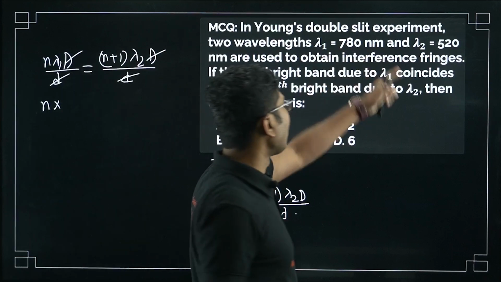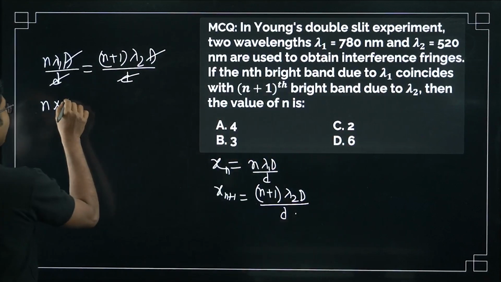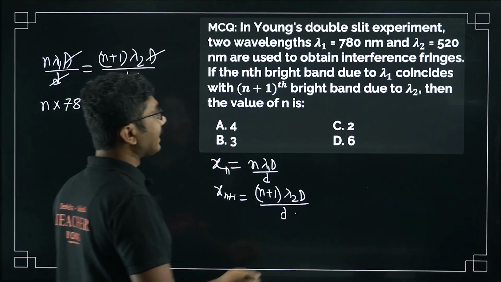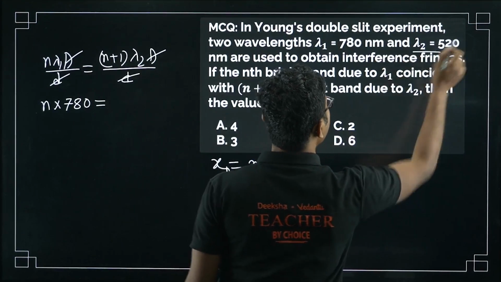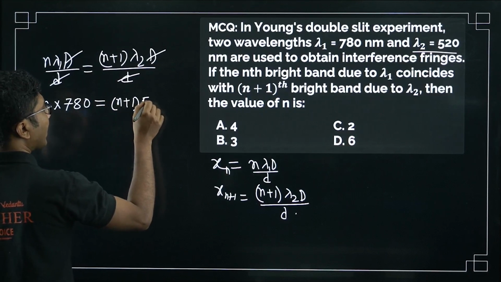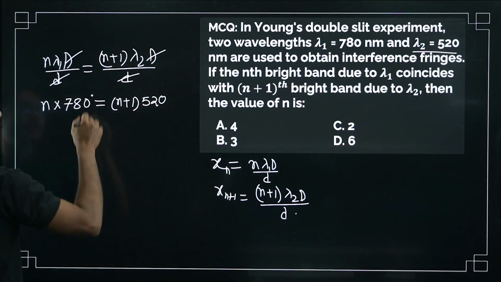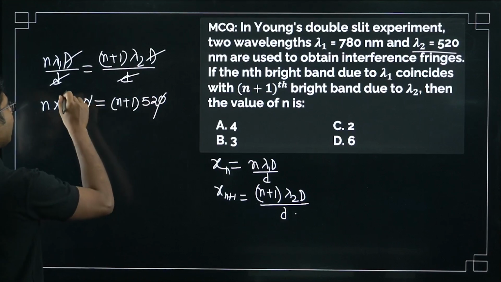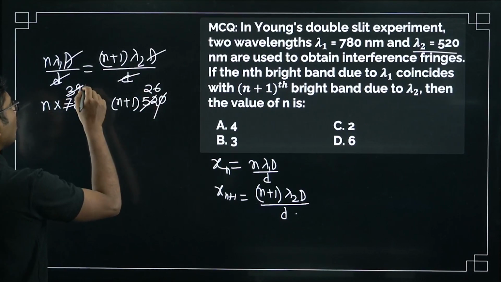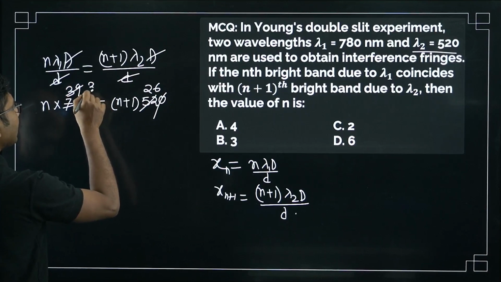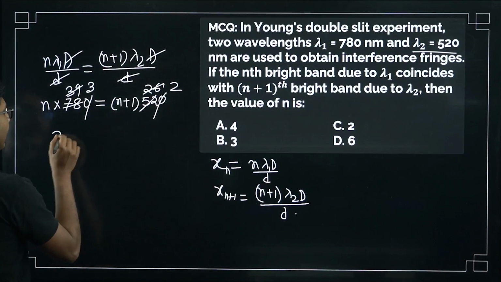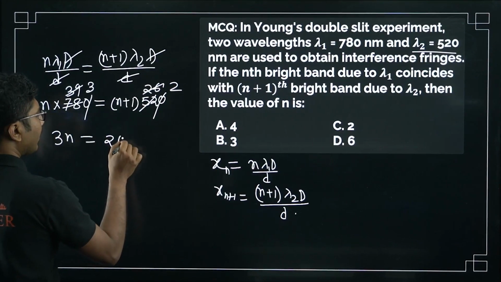Lambda 1 is 780 nanometer. Now nanometer, because it's an equation, we don't need to write 10 to the power of minus 9, they will cancel anyway, and lambda 2 is 520. So n plus 1 into 520. So zeros cancel, it will be 39 by 26 by 2. Now you can cancel with 13, so 3 13s are 39, 2 13s are 26. So you get 3n equals 2 into n plus 1.